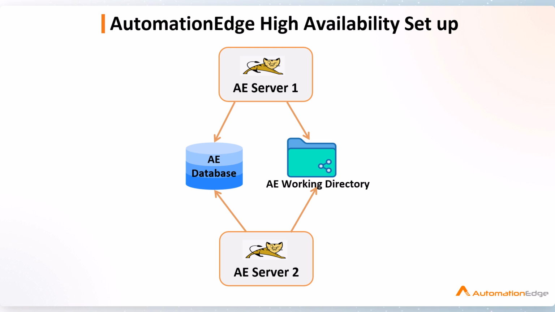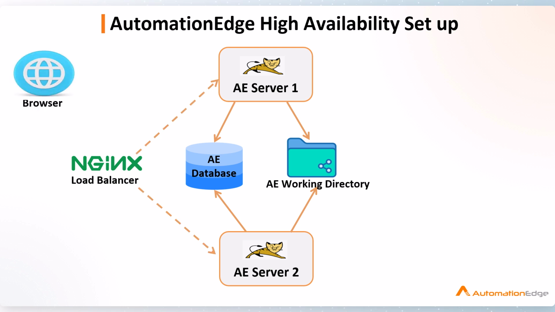Second, Nginx as the load balancer. Nginx sits in front of both AE engine servers. When a request comes in from a browser, or when a request comes in from an agent, Nginx decides which AE engine to send it to based on the algorithm. This is called load balancing. It spreads the work evenly and redirects traffic away from a failed server.